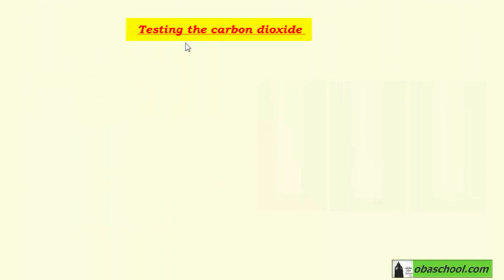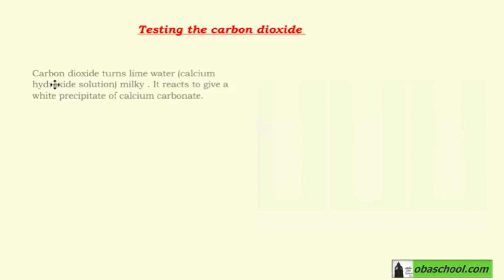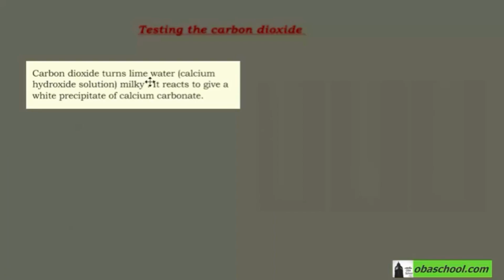Testing the carbon dioxide. So how to make sure that the gas we've obtained is a carbon dioxide gas? And what are the tests used? Carbon dioxide turns lime water, which is the calcium hydroxide solution, milky. It's very important to know that carbon dioxide turns lime water milky, of a white color.